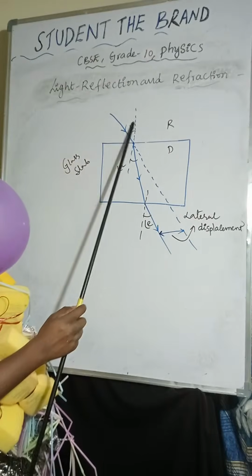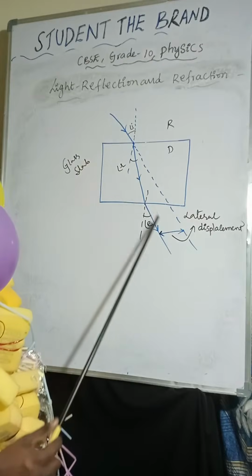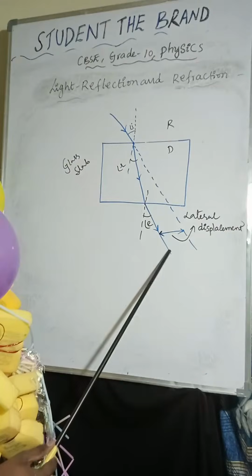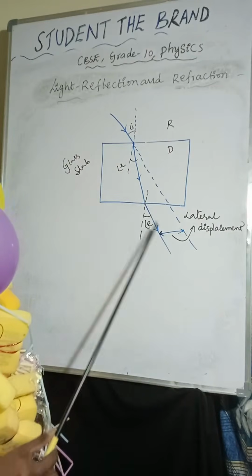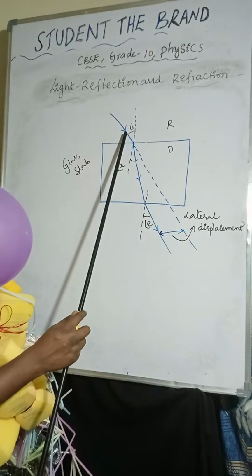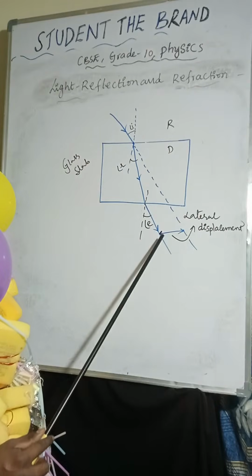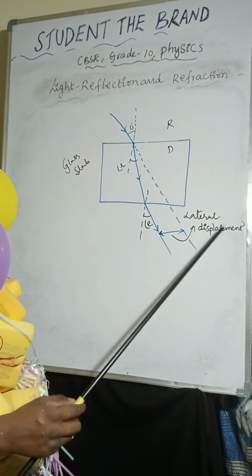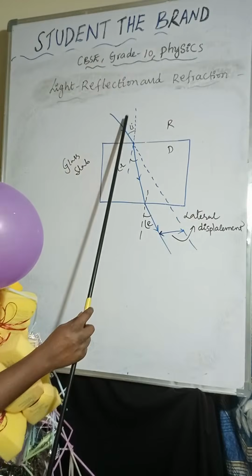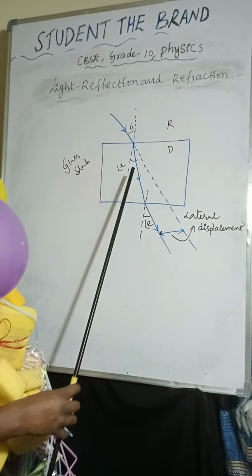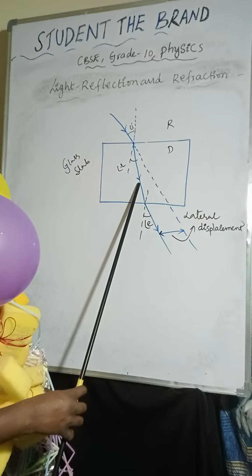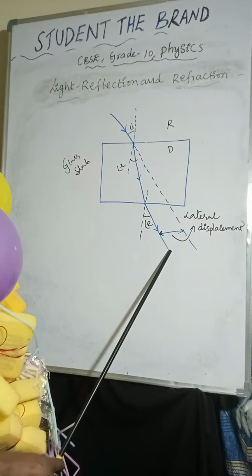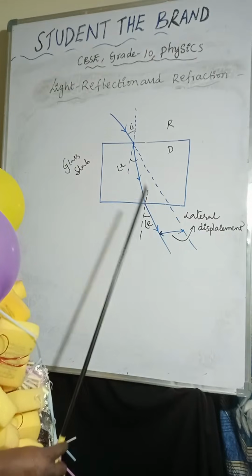Once again, check: incident ray, refracted ray, emergent ray. This is the initial direction of the incident ray. The distance between the emergent ray and the extended incident ray is called lateral shift. The angle between incident ray and normal line is called the angle of incidence. The angle between refracted ray and normal line is called the angle of refraction. The angle between emergent ray and normal line is called the angle of emergence.